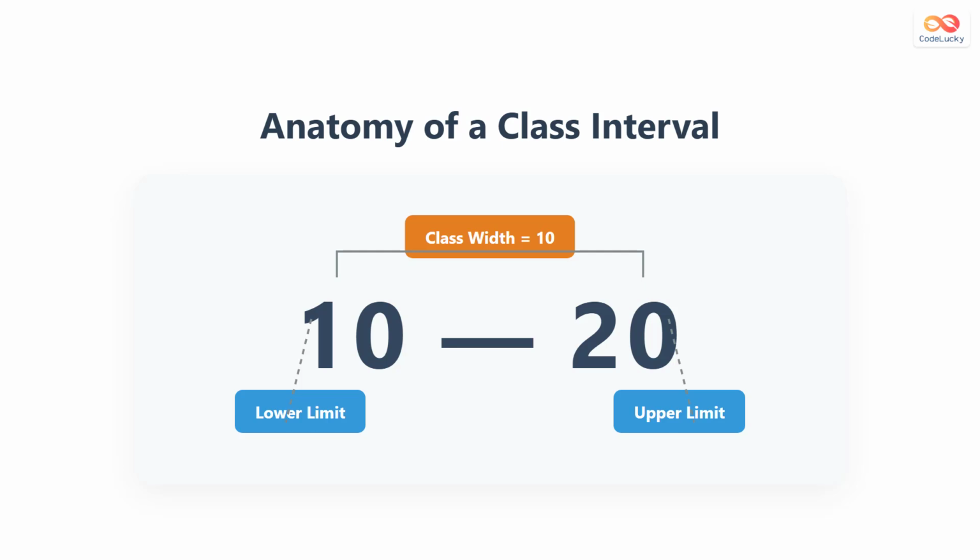Let us look at the parts of an interval. Here we have the group 10 to 20. The number 10 is called the lower limit. The number 20 is the upper limit. The difference between these two numbers is the class width. In this case, the width is 10.